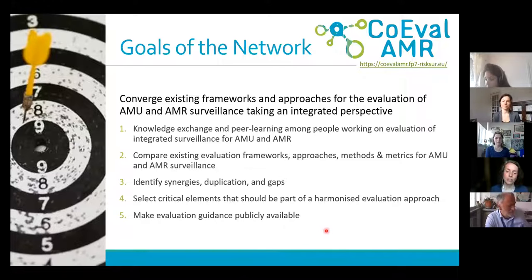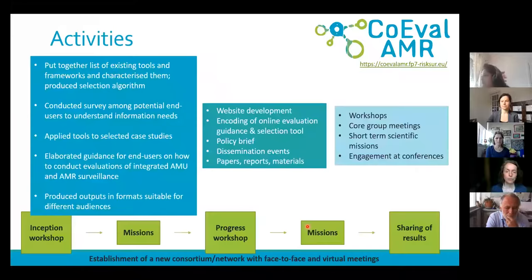We wanted to achieve that by having knowledge exchange and peer learning among the people who are working on the evaluation of such surveillance. We also wanted to compare the existing evaluation frameworks, approaches, methods, and metrics, identify synergies, duplication, and gaps, and then select elements that could be part of a harmonized evaluation approach and make evaluation guidance publicly available.